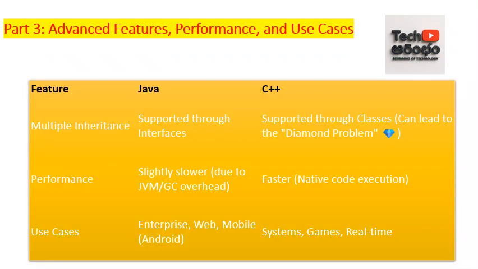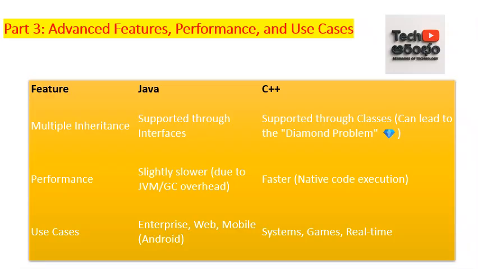Part 3, Advanced Features, Performance and Use Cases. Let's talk about inheritance and exception handling. Very, very important concepts. Java avoids the diamond problem by allowing single class inheritance and using interfaces for extra functionality. Whereas C++ allows multiple class inheritance, which can sometimes create ambiguity.